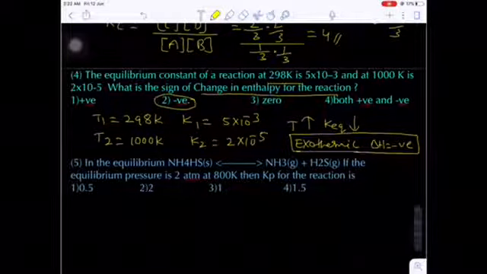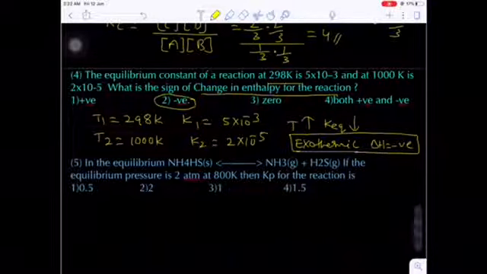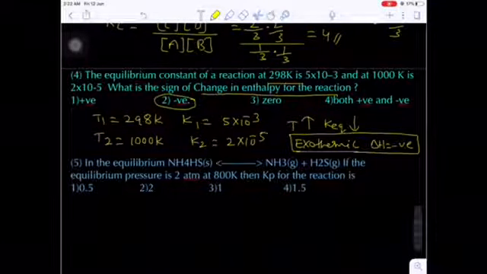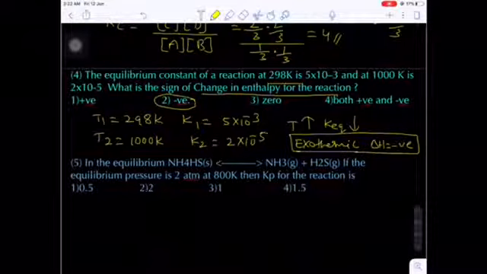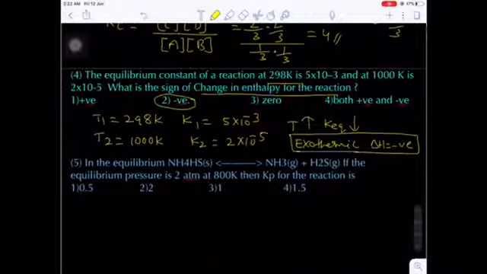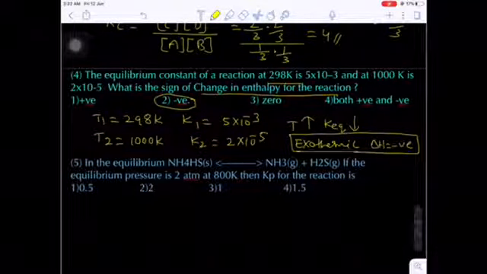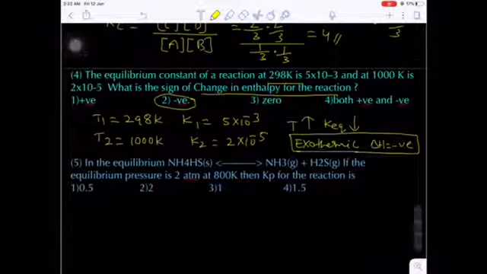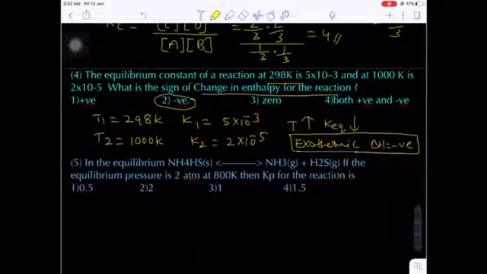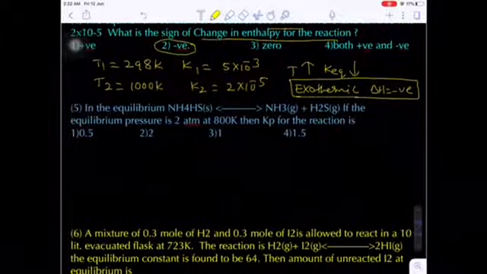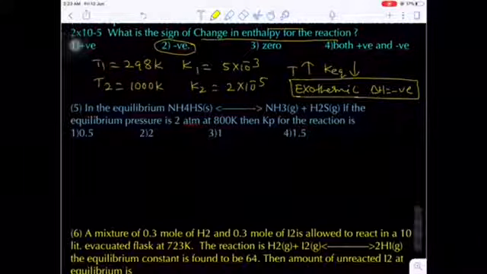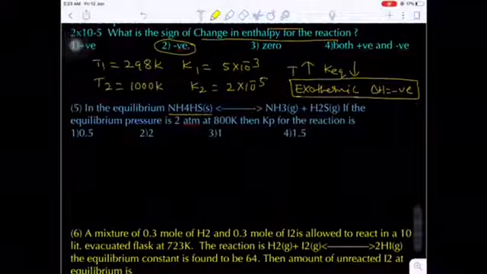Once again, as the temperature increases, if the equilibrium constant decreases, that is an exothermic reaction. Suppose the temperature increases and the equilibrium constant also increases, then that is an endothermic reaction. In an endothermic reaction, the delta H value is positive, whereas in an exothermic reaction, the delta H value is negative. Okay, now come to the next question.